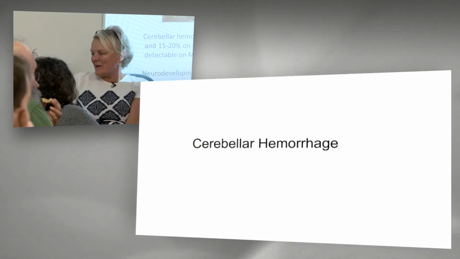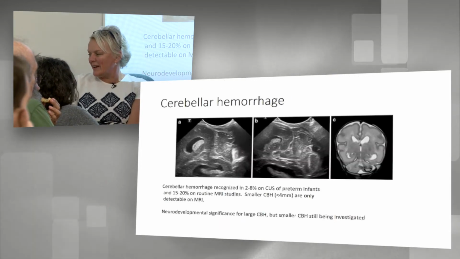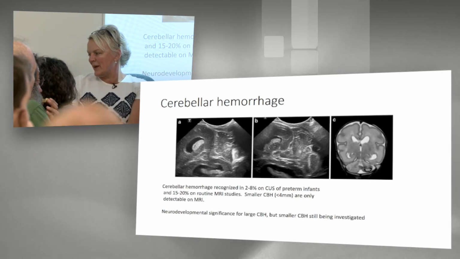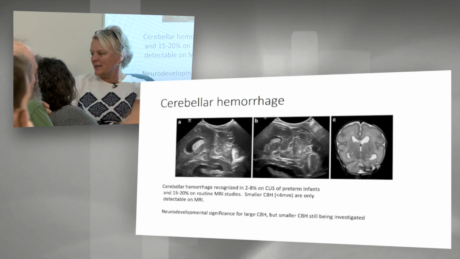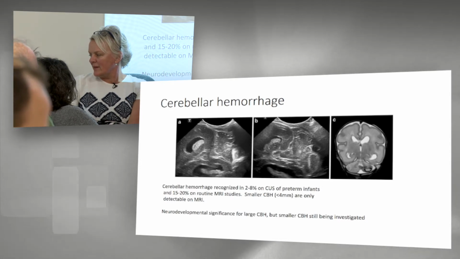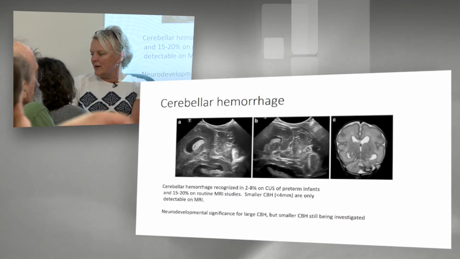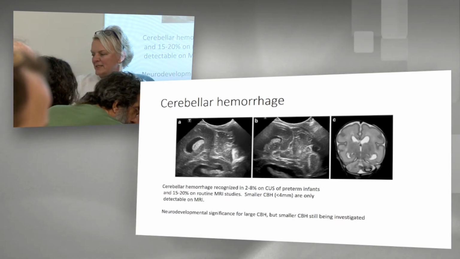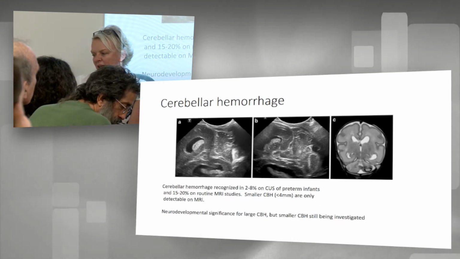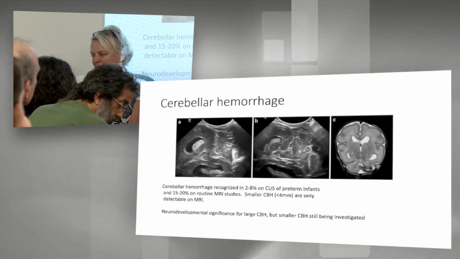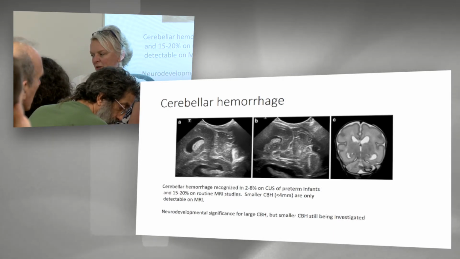Cerebellar hemorrhage, to me, has been prominently picked up on MRI, much more so than we've seen on ultrasound. Here is a baby who did have a cerebellar hemorrhage seen here on the ultrasound, and you can see the cerebellar hemorrhage here. But in most ultrasound studies, it's quoted as only 2 to 8%, whereas if you look at those that are doing routine MRI, around 15 to 20% of routine MRI studies will show cerebellar hemorrhage.